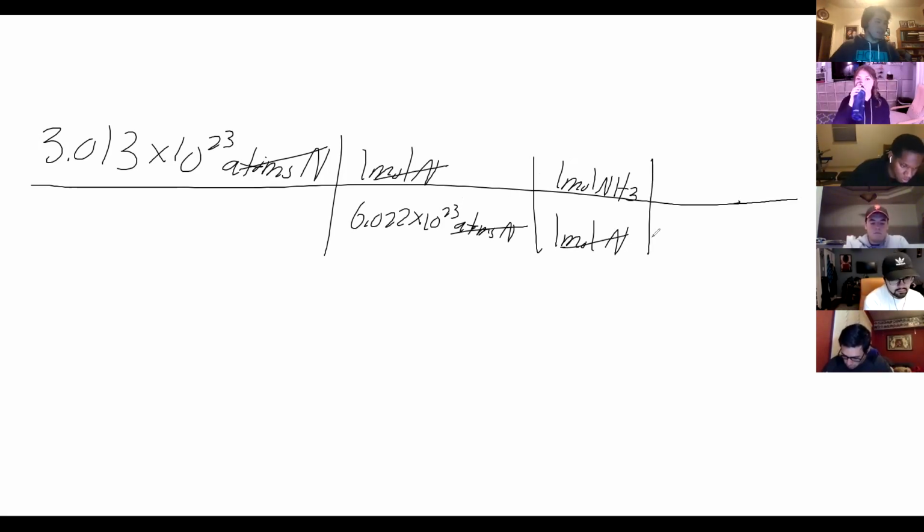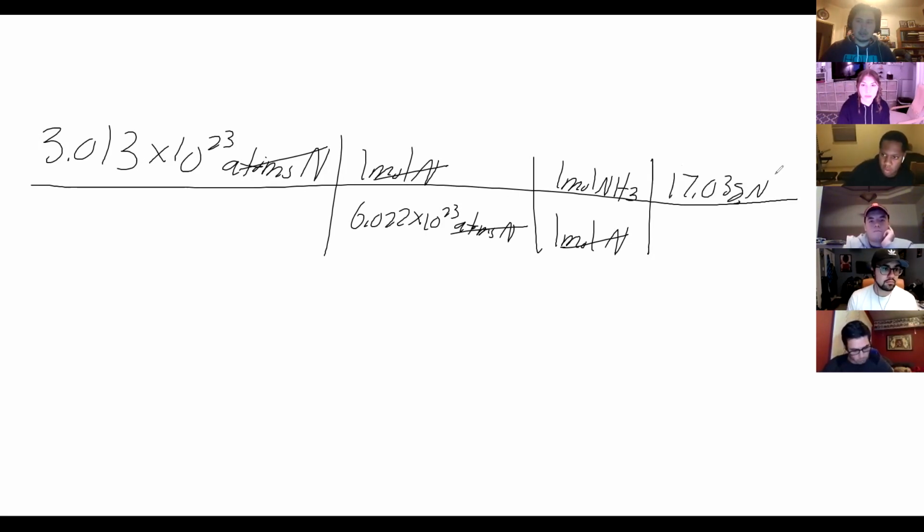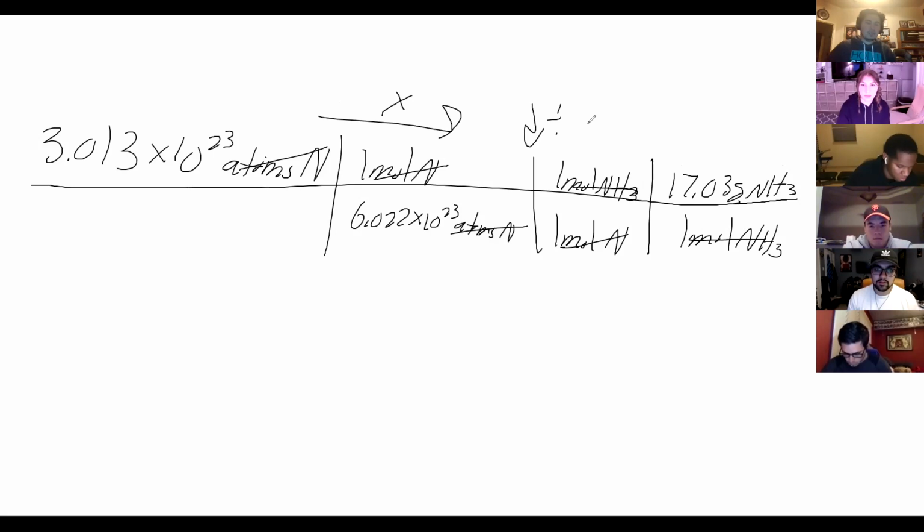Now, what is the molar mass of ammonia? Because that's what we need to convert to grams now. 17.03. And where does that number go, at the top or the bottom? On the top. So 17.03 grams of ammonia over 1 mole of ammonia, and our moles of ammonia cancel out. So now we can get grams of ammonia: multiply by the top and divide by the bottom, and let's see what we get.